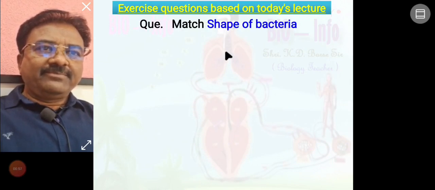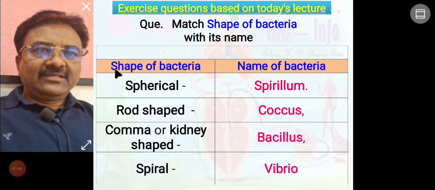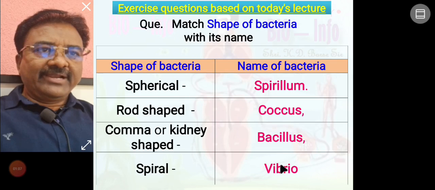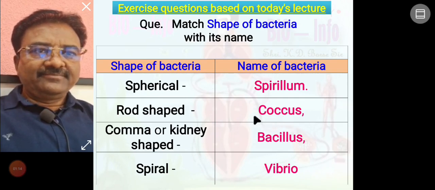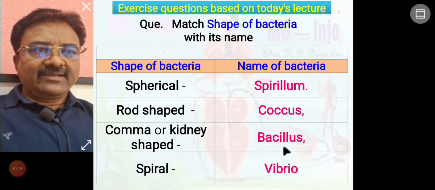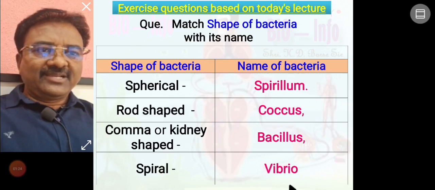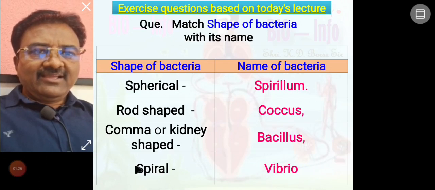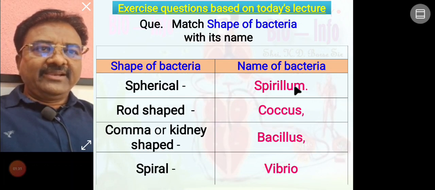Match the shape of bacteria with its name. In this column, shape of bacteria is noted, and in this column, name of bacteria. Spherical shape bacteria, yes, it is known as coccus. Rod shape bacteria, yes, it is known as bacillus. Comma, kidney shape bacteria, yes, it is known as vibrio. Spiral shape bacteria, yes, it is known as spirillum.